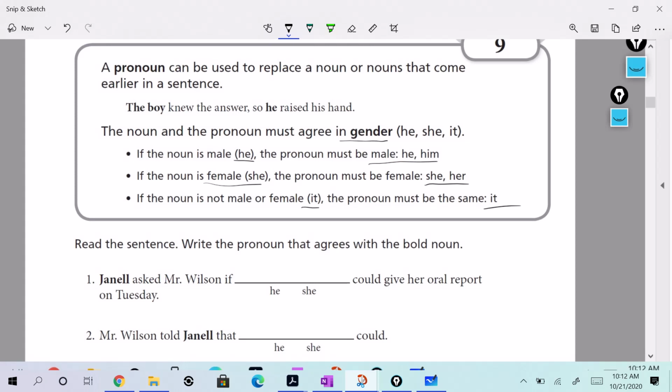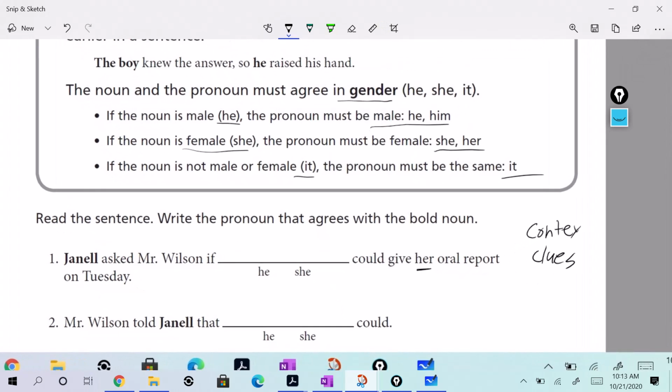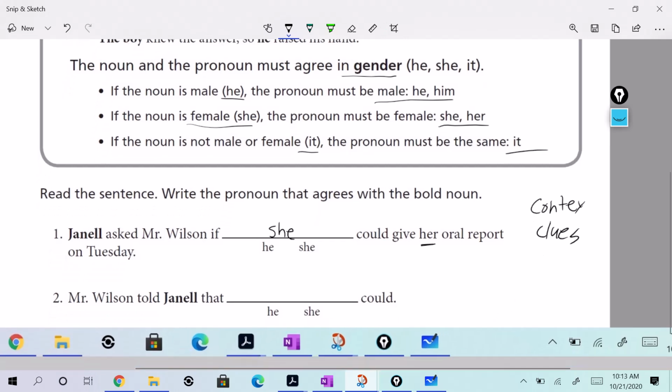Janelle asked Mr. Wilson if blank could give her oral report on Tuesday. Well, at least we know. I couldn't tell you if Janelle was a girl or a boy name, but now I read further and used what? Context clues. So, what should it be? She. It's she for sure because it's her.